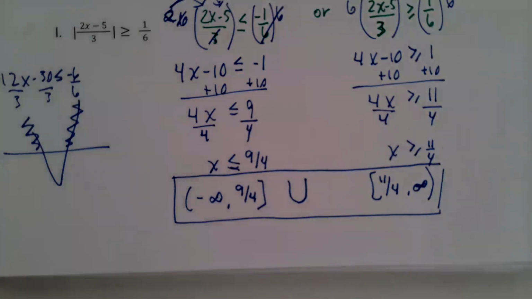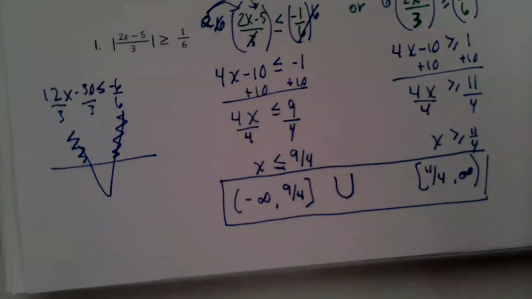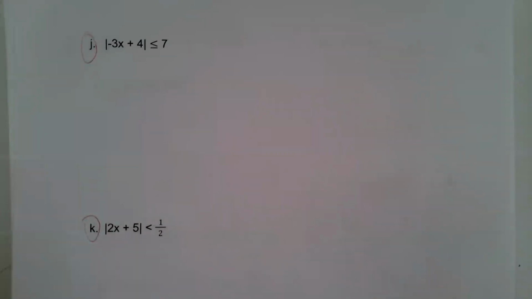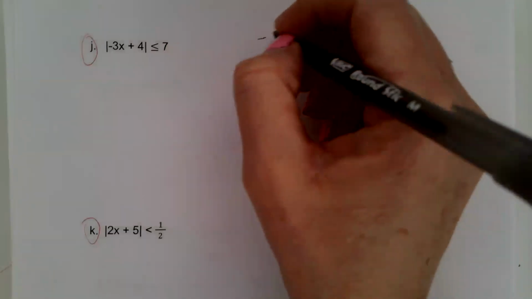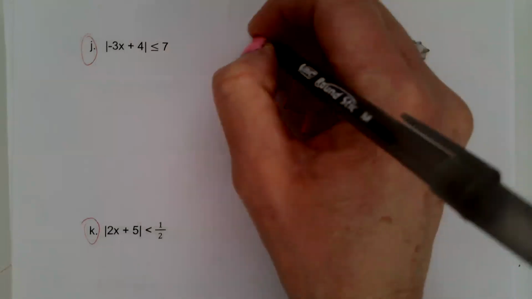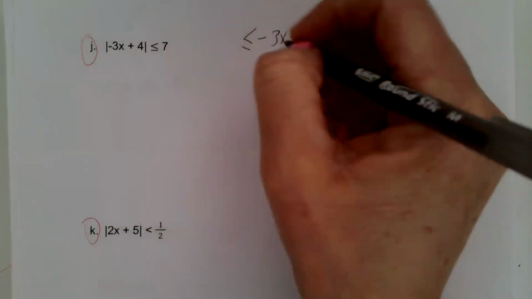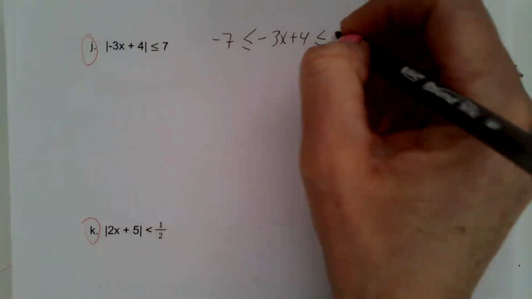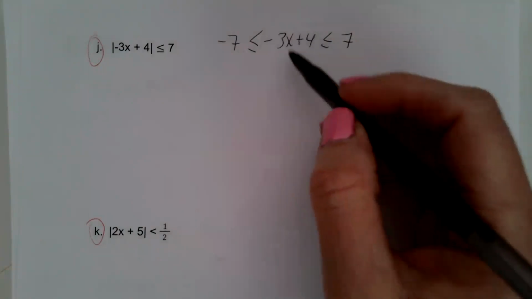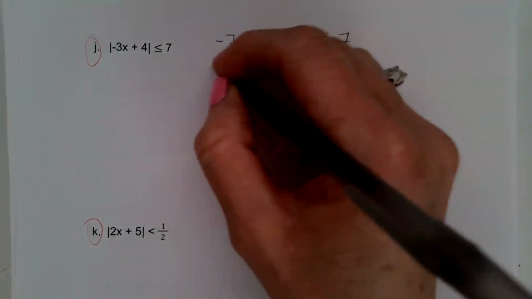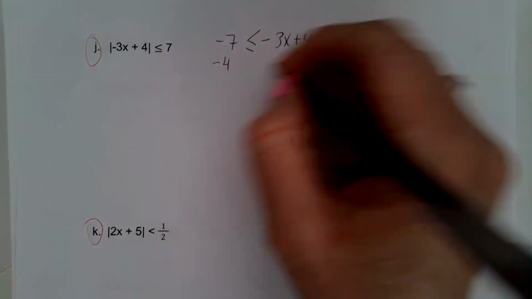And the last two that I have here, on the last page, are both less than scenarios, so we're going to be between because they're both less than. So a negative 3x plus 4 is going to be greater than or equal to a negative 7 and less than or equal to a positive 7. What's nice here is we only have to solve for x one time. So we're going to subtract 4 from all three sections.